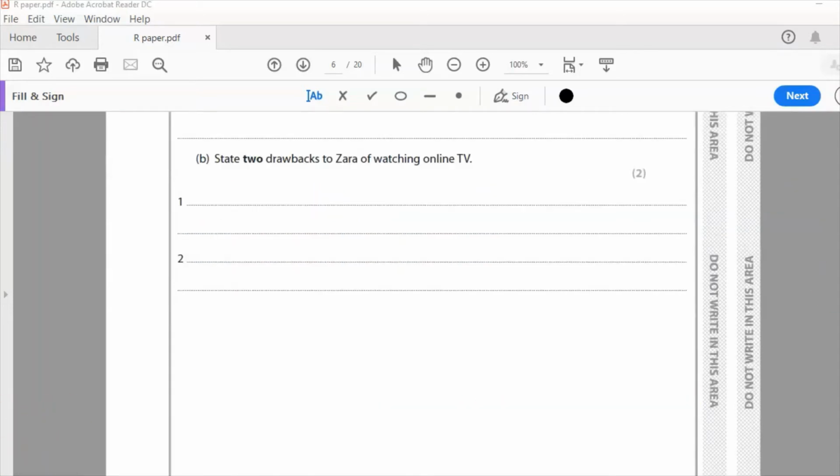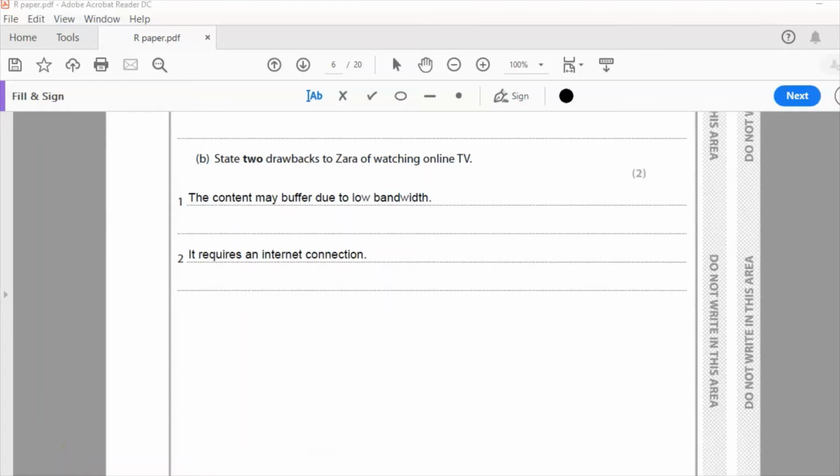2b. State 2 drawbacks to Zara of watching online TV. Well, as you know, when you watch online TV, you can get a bit of buffering, where you've got a bit of lag there, it slows down, it can restrict the quality. If you've got poor bandwidth, if there's a few of you using the bandwidth, that's going to affect the quality of it. It does require an internet connection. Some content may be restricted in your country.